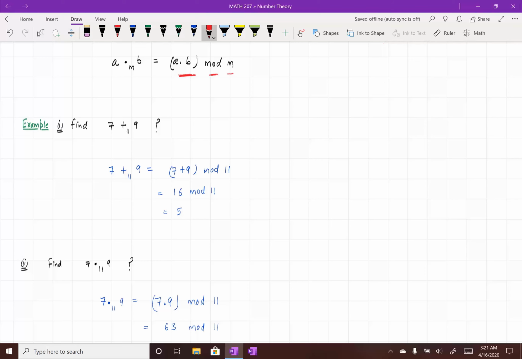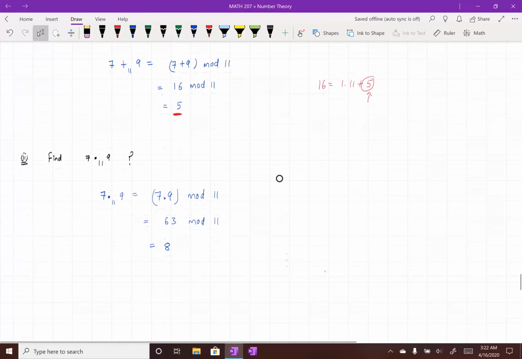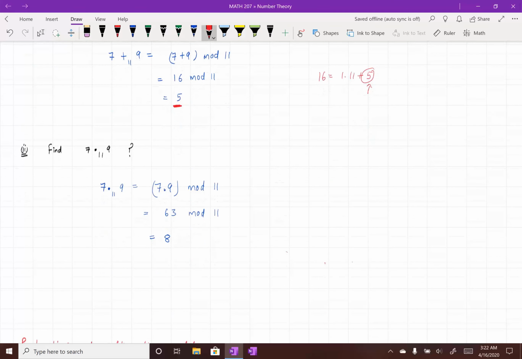And 16 mod 11 is going to be equal to 5, because 16 can be written as 1 times 11 plus 5. So 5 is the remainder here. So the value of 16 mod 11 is equal to 5. Okay. Similarly, you can solve the problem with respect to the multiplication modulo.